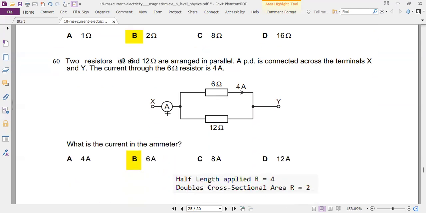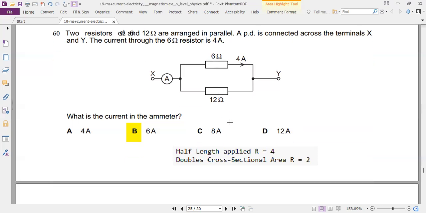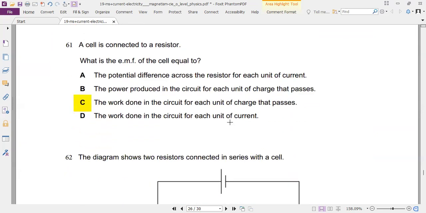Number 60, current in the ammeter is the total current from the circuit. So if the current from the 6 ohm resistor is 4, the current from here will be 2. So 4 and 2 makes 6. The reason the current here will be 2 is because the resistance has doubled. That means the current is halved. This is the definition.